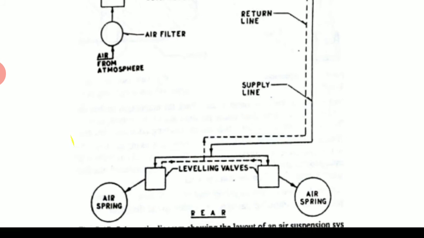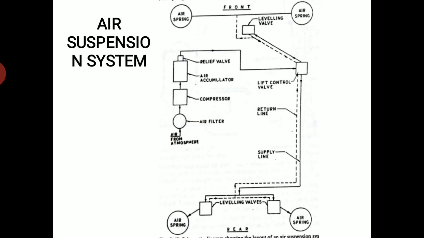Then rear wheels. So air or pneumatic suspension is incorporated in some tourist buses, especially in Volvo buses. This type of air suspension is used to improve the riding comfort for the passengers, as you have seen in Volvo buses. So all of it is air suspension only.